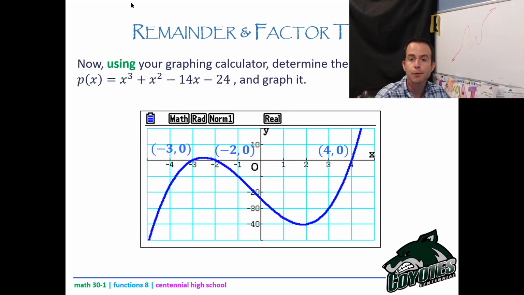And to do that, if we're a Casio kid, we're just going G-Solve, root. And then if we're a TI kid, we are going Y2 as 0, and we're solving for all 3 of the intersection points where that polynomial hits the line y equals 0, okay?